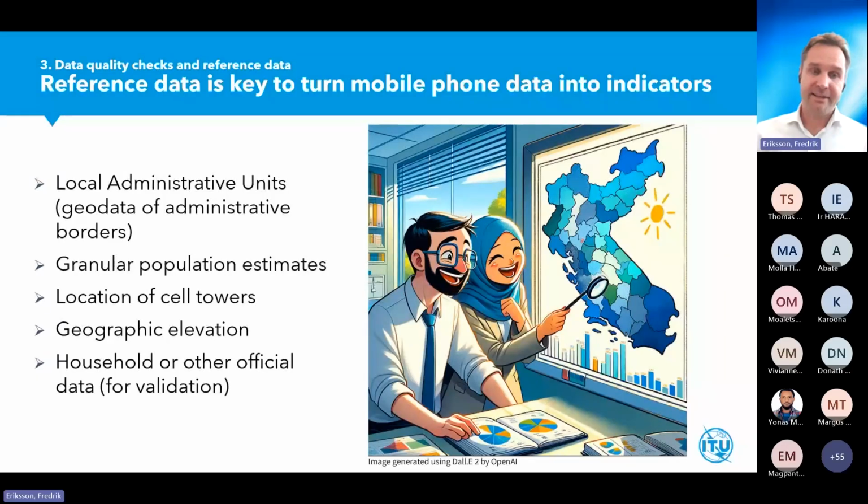Another data set that is often used across most domains is the population data and the granular population data. In the area of ICT statistics, for a calculation of mobile network coverage, for example, another important data set in that case is the geographic elevation. What does the landscape look like? Are there mountains? Are there fields? Exactly what is the elevation of the landscape? And lastly, another example is actual data from household surveys or censuses that are important to use to validate or cross-check the results that you get from the calculation.